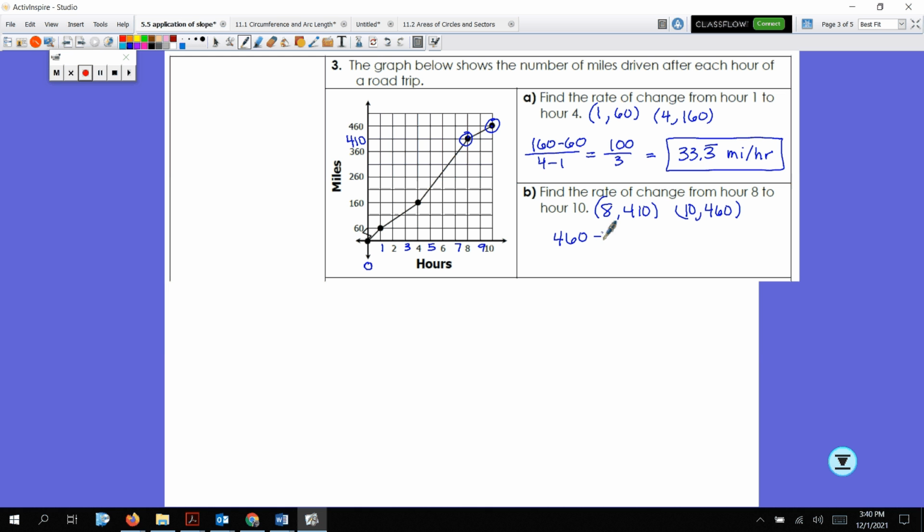So 460 minus 410 over 10 minus 8. That gives us 50 over 2, which is 25 miles per hour. All right, that was easy. That was pretty easy. All right, let's look at another graph, okay?